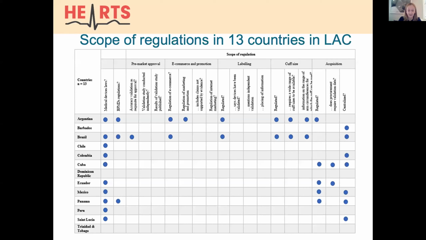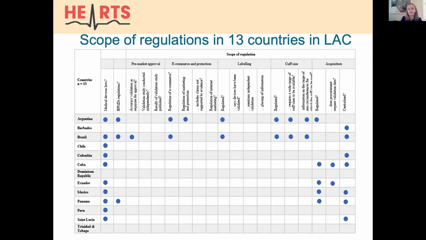For example, cuff size is regulated in 2 countries only. And cuff size is a very important issue because of the obesity epidemic. Now, also the acquisition of devices to be used in government-funded facilities is regulated in only 2 countries. So other countries are not regulated.